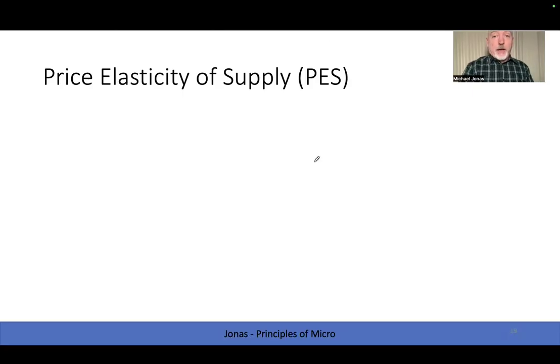All right, so we're going to talk about price elasticity of supply. This is coming from chapter 5 of our OpenStax Introduction to Economics textbook, continuing our discussion on elasticities. So we had the price elasticity of demand, what happens when we move along a demand curve.